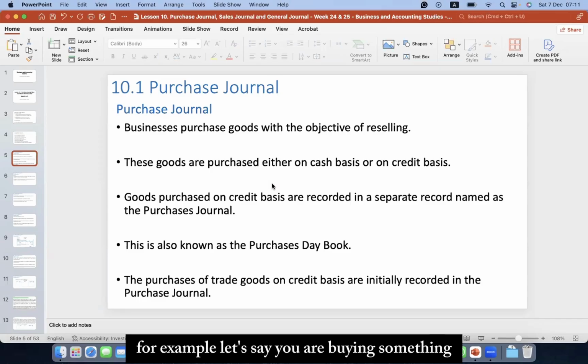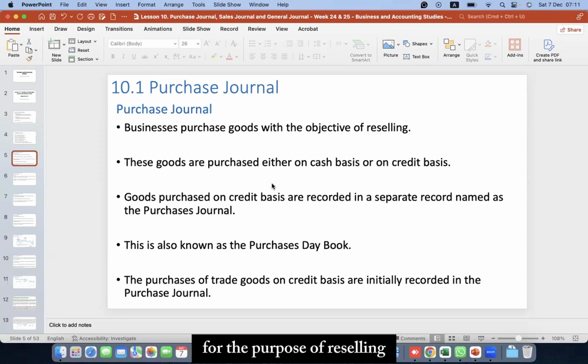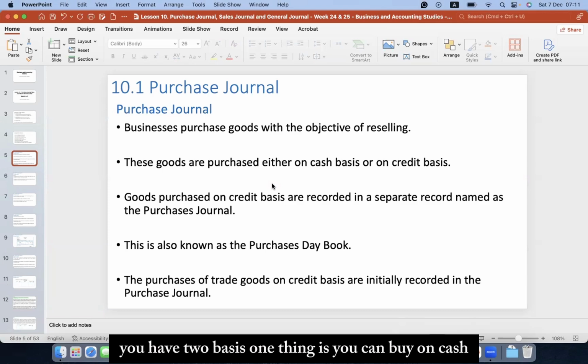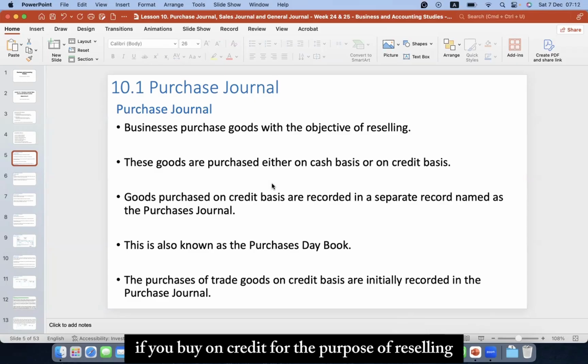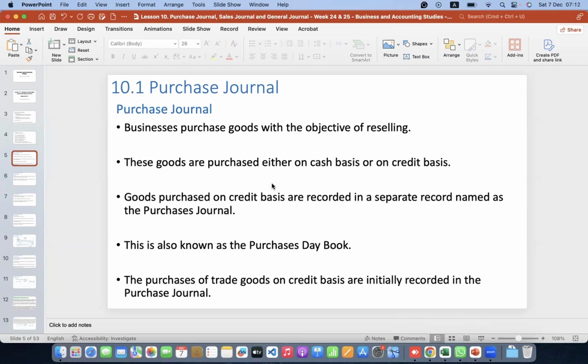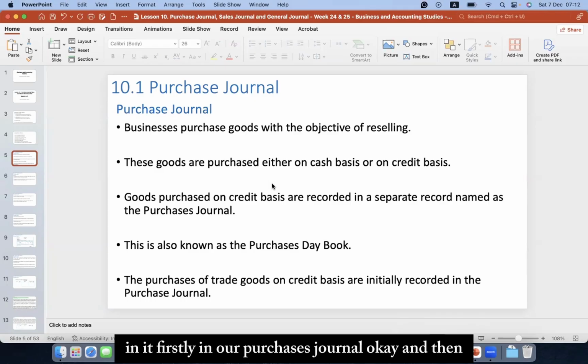For example, let's say you are buying something for the purpose of reselling, and you are buying it on a credit basis. Now, when you are buying goods, you have two bases. One is you can buy on cash, the next is you can buy on credit. So if you buy on credit for the purpose of reselling, you record it firstly in your purchases journal.